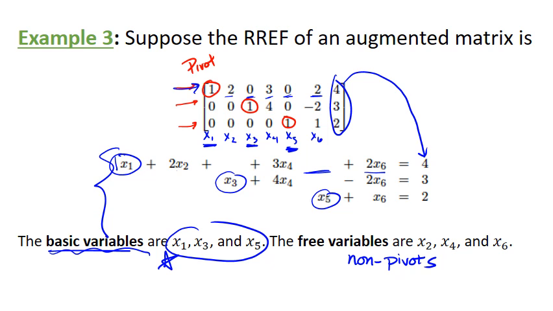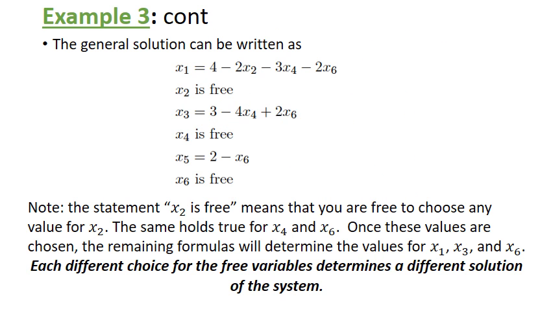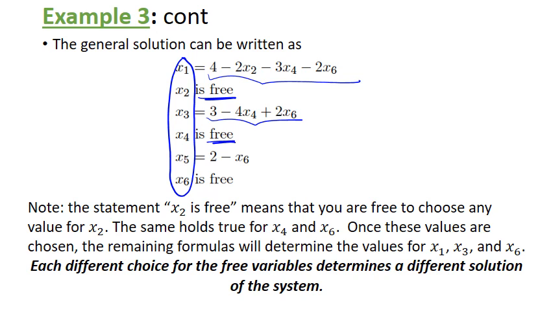So typically what we'll do then is we will solve for each of these. I'll solve for x1, so get x1 by itself, get x2 by itself, x3 by itself, so on and so forth. And it will end up looking something like this. When I get x1 by itself, I end up with this. x2 is a free variable. x3 looks like this. x4 is free. x5 looks like this. And x6 is free.